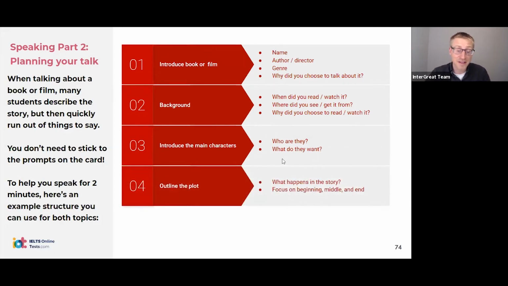Then, and this is the part that most students do, but they only do this part, is you talk about the plot. You say what happens in the story and focus on the beginning, the middle, and the end. You don't need to go too crazy talking about everything that happens because it can get very confusing for the examiner. It's much easier just to say in the beginning, then in the middle, at the end, this is what happens, okay?